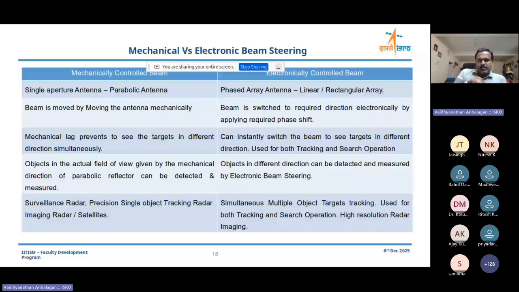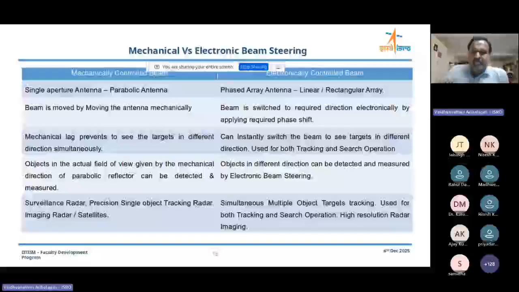And as for the advantages, a continuous surveillance radar that uses a mechanical dish can be used, and precision tracking radar too. If you want to track only one single object very precisely, in that case a mechanical antenna still has its advantage. But in a scenario where you want to do multiple operations like search, track while scan, tracking multiple targets simultaneously, and high resolution imaging, in those applications, compared to a mechanical dish, the electronically controlled phased array antenna has a very big advantage.